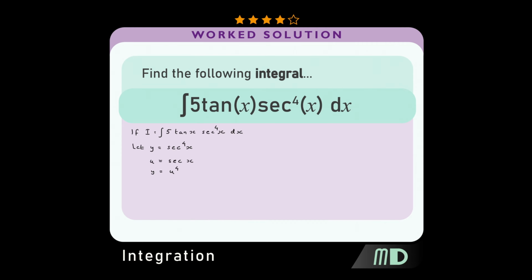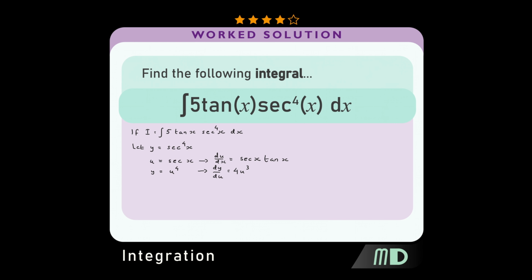Differentiating both y and u gives us dy by du equal to 4u cubed, and du by dx equal to the secant of x multiplied by the tangent of x, which is a standard trigonometric derivative that we can find using the quotient rule, but we are generally expected to remember.